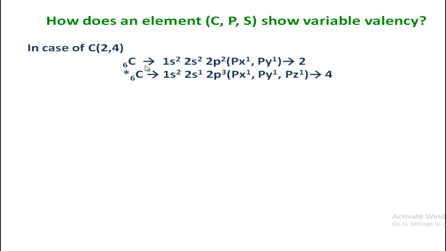The electronic configuration of carbon is 1s², 2s² and 2p², and according to Hund's rule, this 2p² configuration is actually px¹ and py¹. So the number of unpaired electrons is 2, so the valency of carbon is 2.